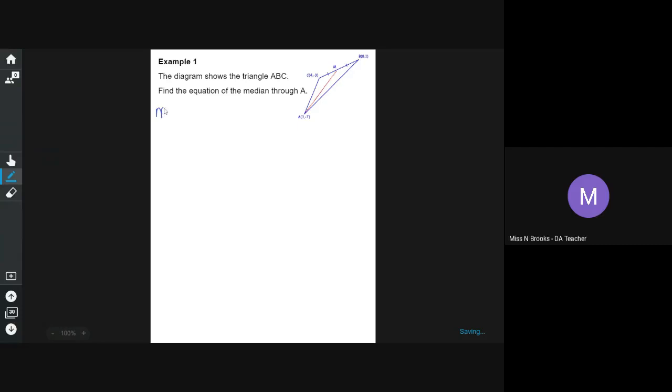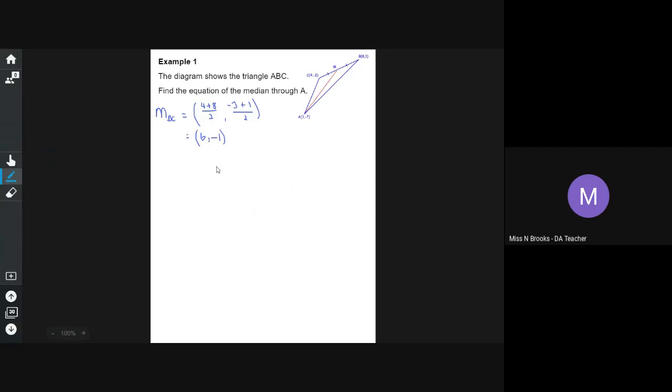So capital M of BC is going to equal, and we're adding our x coordinates together, so we've got 4 plus 8 divided by 2, and our y coordinates are -3 plus 1, and we're dividing that by 2. So 12 divided by 2 is going to give us 6, and -3 plus 1 divided by 2 is going to give us -1. So our midpoint is (6, -1).